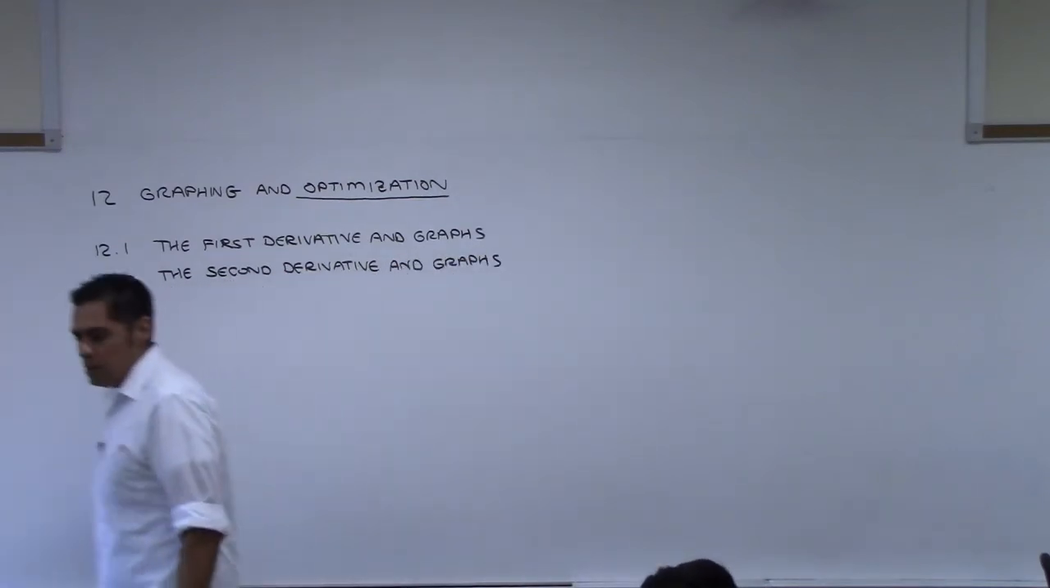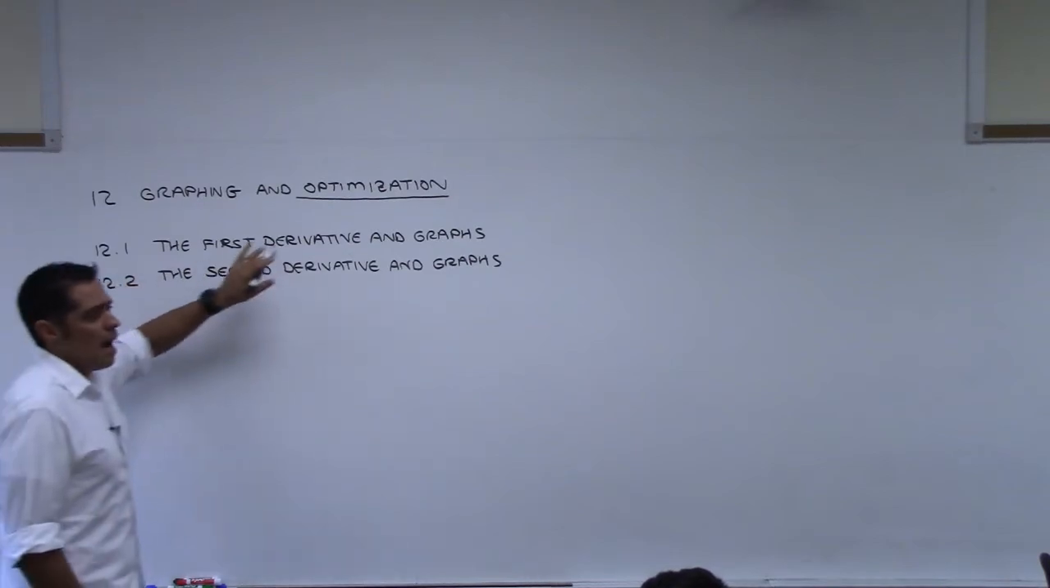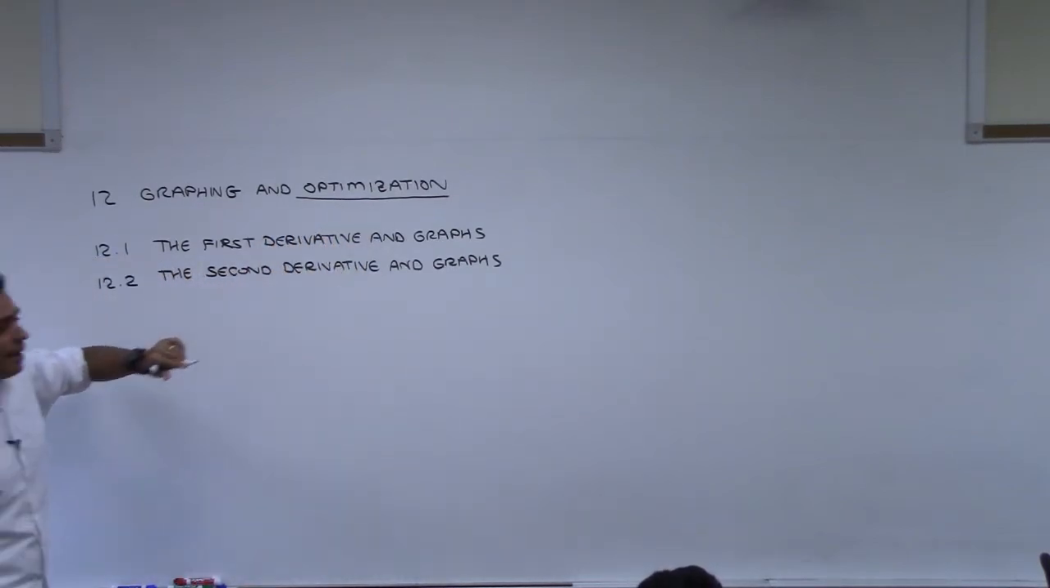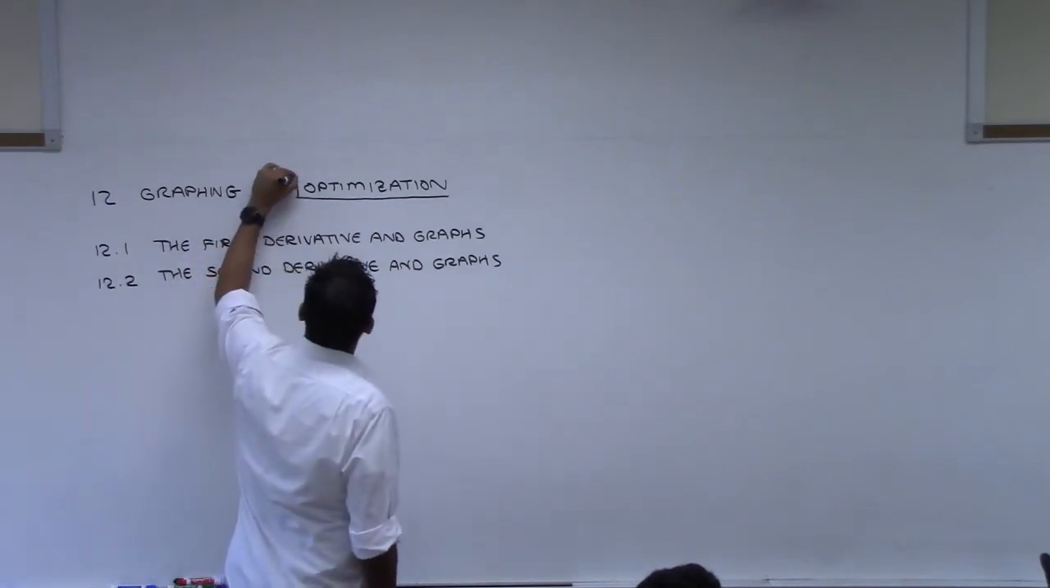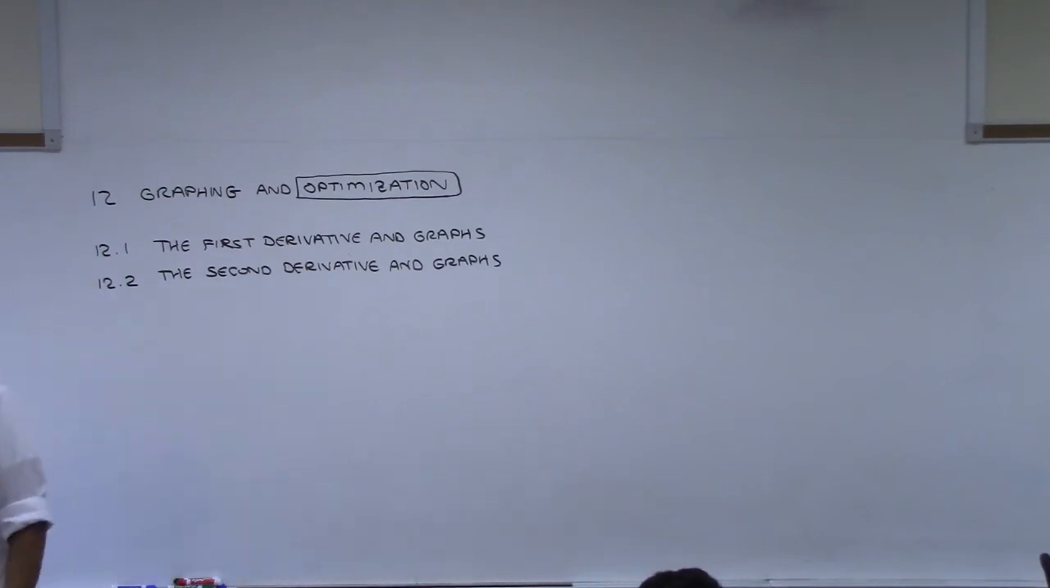Okay, here we go. So, chapter 12 is called Graphing and Optimization. I have underlined the word optimization because this is really the most important concept of this chapter and what's going to be probably the most pertinent information for us.